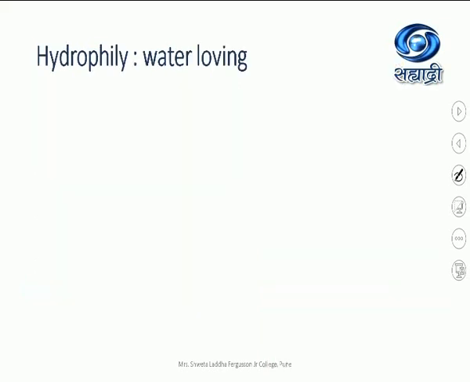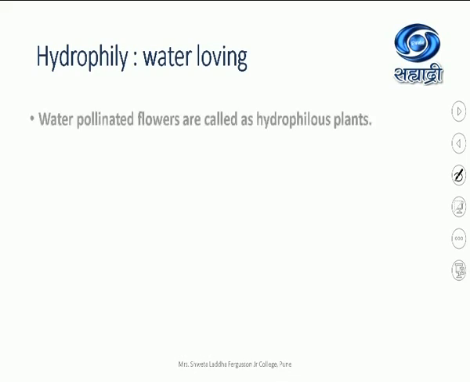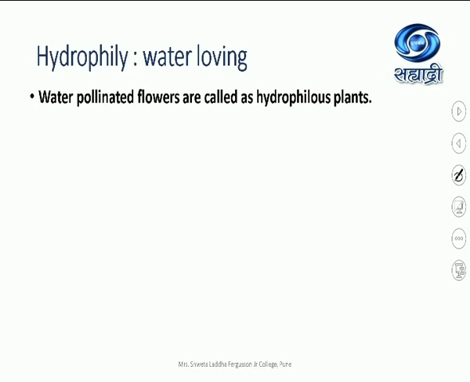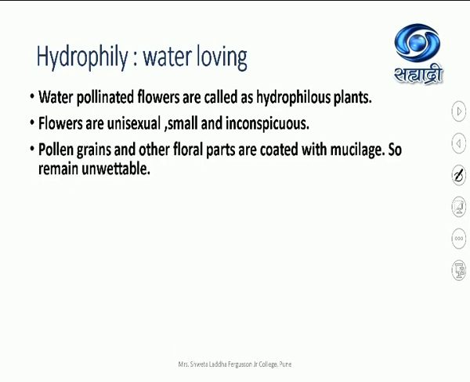Now we will discuss hydrophily. Hydro means water. So when pollination is taking place by water, it is called hydrophily. Water pollinated flowers are called hydrophilous plants. Flowers are unisexual, staminate and pistillate flowers. They are very small. Water does not need to be attracted, so there is no need to have big, attractive flowers, no colors. So small, inconspicuous flowers, not so beautiful flowers.